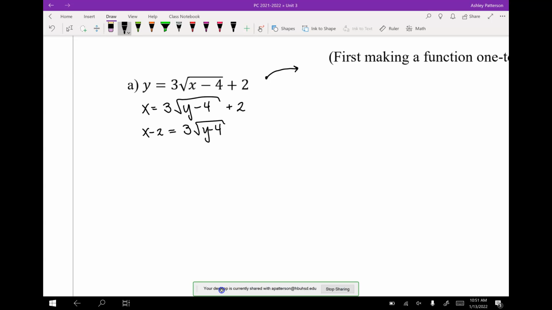And then we need to divide by 3, but, oh man, I don't really want to. Can I multiply by something instead? 1/3, nice. You can multiply by its reciprocal instead of dividing by 3. So I'm going to do that. We still have the square root of (y minus 4) is equal to 1/3 times (x minus 2).